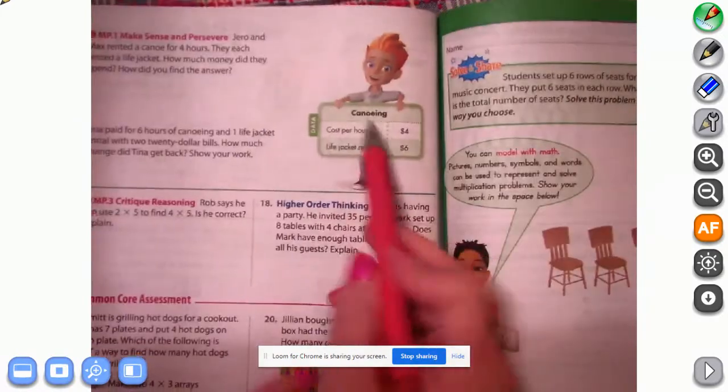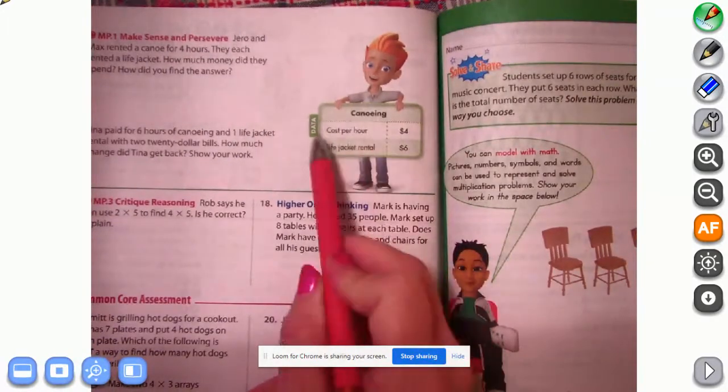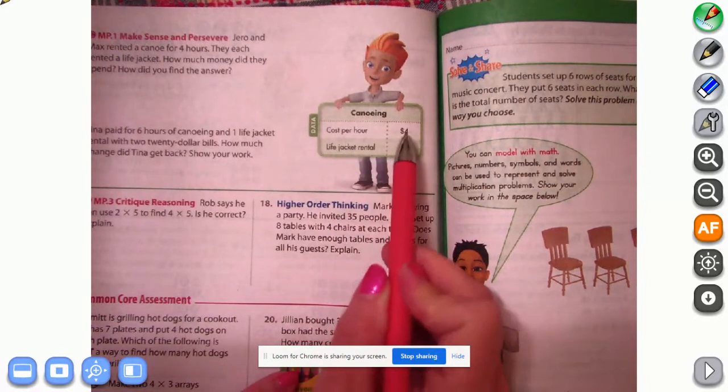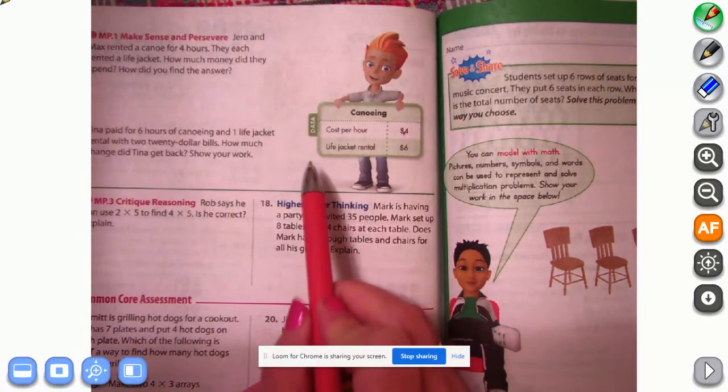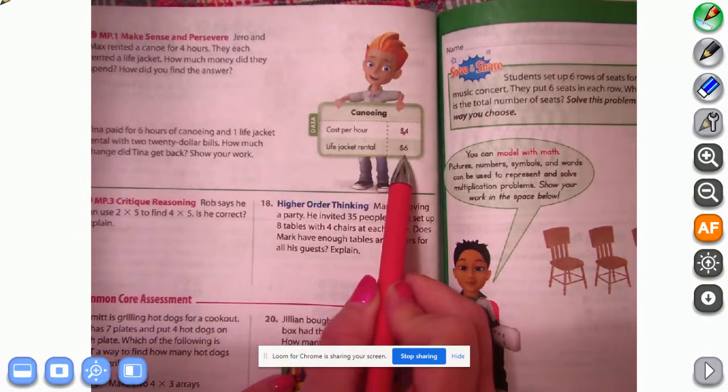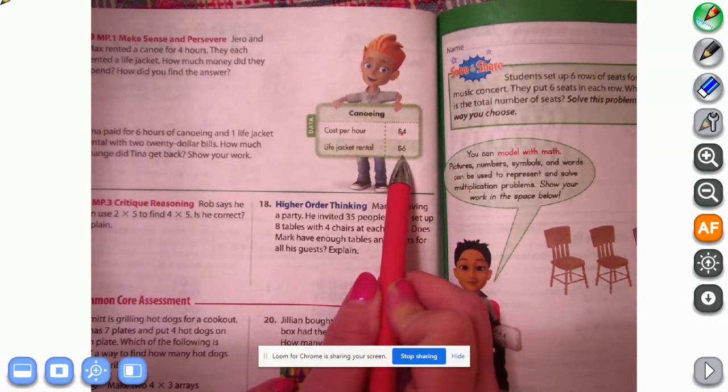So this little graph says canoeing. The data shows that a cost per hour is $4. So for 1 hour, it's $4. For 2 hours, it's $8. For 3 hours, it's $12. The life jacket rental is $6. So for 1 hour, it's $6. For 2 hours, it's $12. For 3 hours, it's $18.